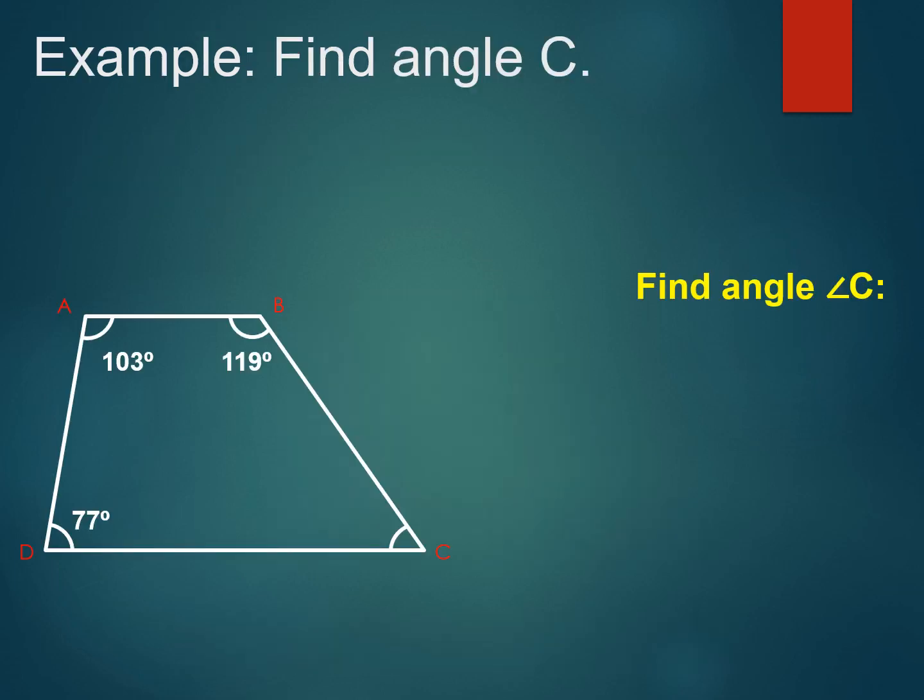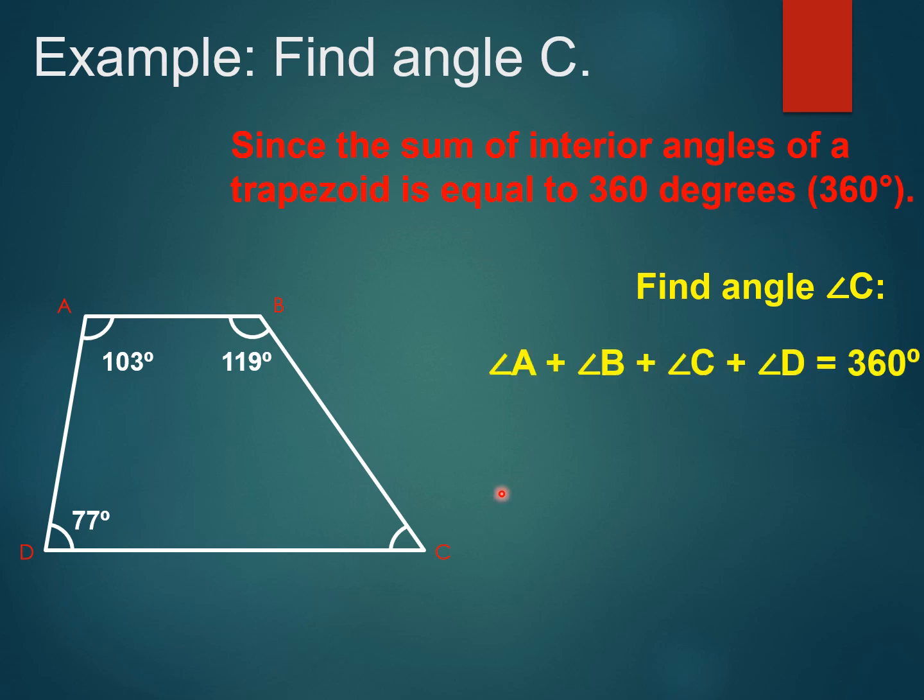Find angle C. So for this one, we have here the given: angle A 103 degrees, angle B 119 degrees, and angle D 77 degrees. And we're going to find the value of angle C. Since the sum of the interior angles of the trapezoid is equal to 360 degrees, we can say that angle A plus angle B plus angle C plus angle D is equal to 360 degrees.